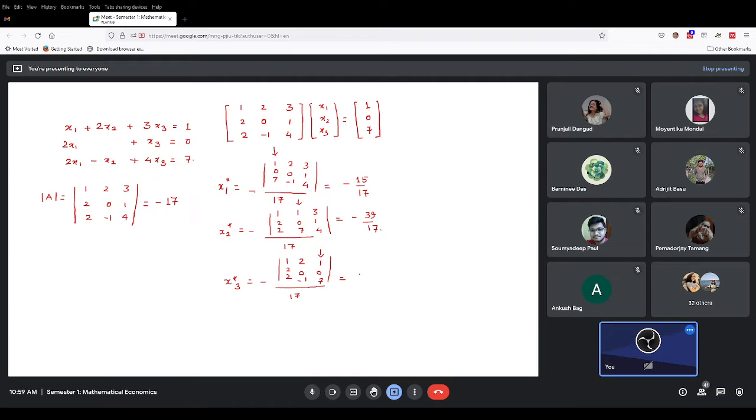This is also minus. Sir, it is actually like 30 by 17. All are positive. I forgot that 17 also has a negative sign. Oh, all of them are positive? Yes, sir. I forgot 17 has a negative sign. Okay, okay. Good. Because in economics, if you just get negative values, generally they don't mean anything. But this is a mathematical problem, so you might as well get it.